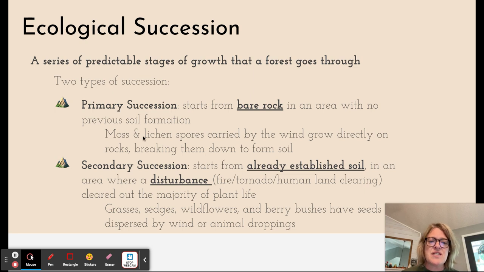And then there's secondary succession, which is when there's a disturbance where the soil has not been disturbed, or at least there's nutrients still in the soil, and so plants can still grow. We end up with grasses, sedges, wildflowers, different bushes that all have seeds, dispersed through the wind or by animals, and then those seeds get into the soil that already, again, has nutrients in it, and those plants can start growing in that area.